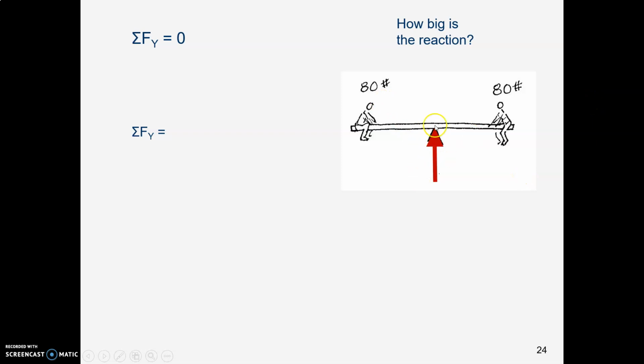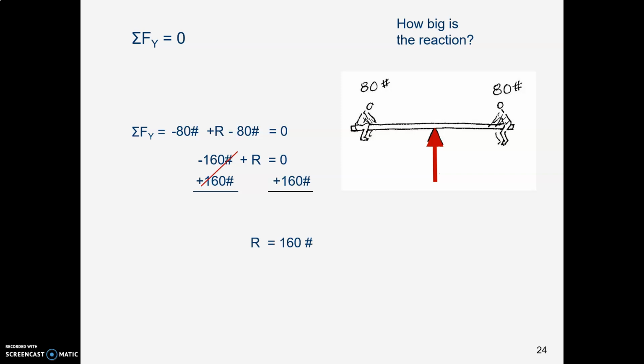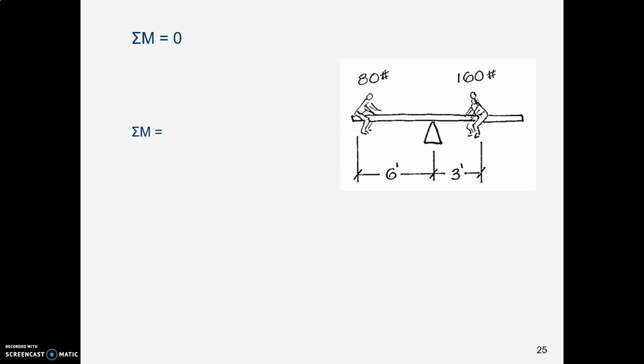Now, how big is the reaction under here? Well, you can look at it and go, hey, it's 160 pounds. There's two 80-pound people. But you could figure it out with an equilibrium equation. You've got 80 pounds going down, a reaction going up, another 80 pounds going down, and that adds up to 0. So 80 and 80 is 160 pounds going down, a reaction going up, that adds up to 0. Add 160 to both sides, and the 160s cancel out, and you are left with the reaction equals 160. So that's how much that holding up force is.